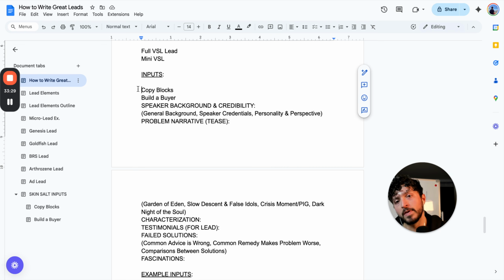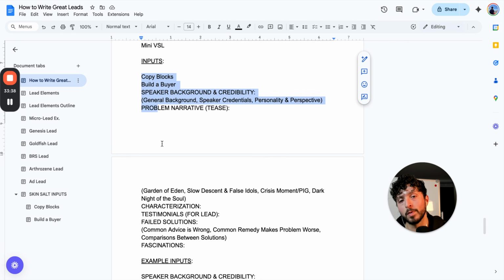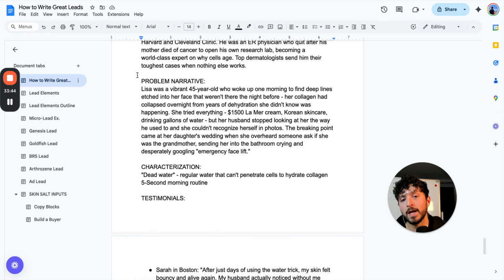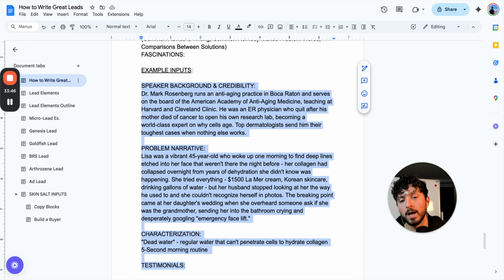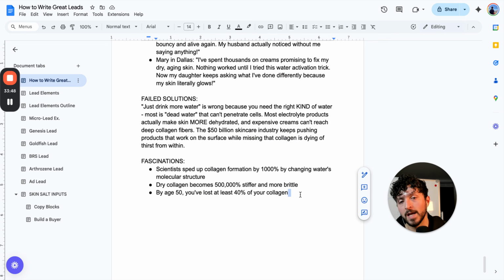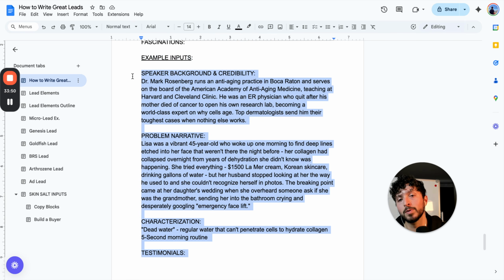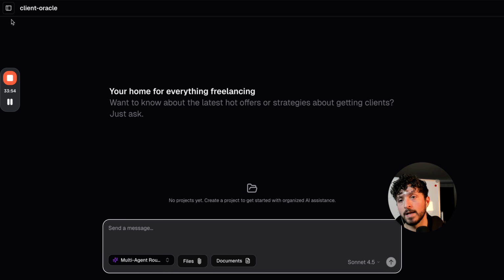So for here, these are the specific inputs that I use. Again, Copy Blocks, which Build-a-Buyer is our avatar thing that everyone steals all the time. These are the specific inputs. Again, you don't need to overcomplicate it. This is just stuff that we share inside of Genesis. And here's an example of what this would be, again, for one of the products that I did. There's a little more information on here, but I'm going to do a bootleg version and see what we can do even without that. So I'm going to switch over to this.